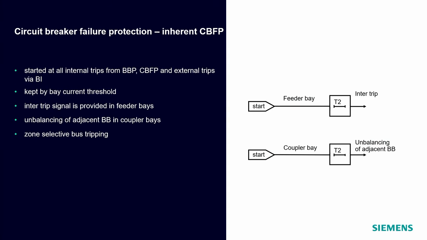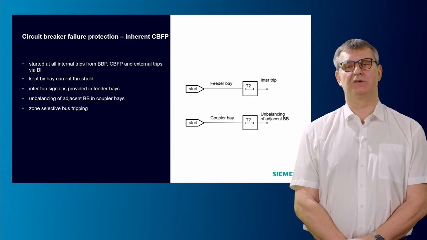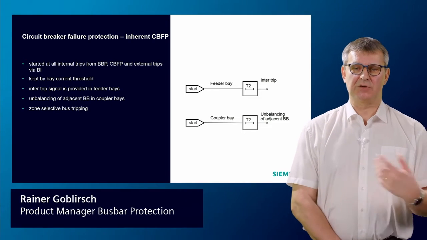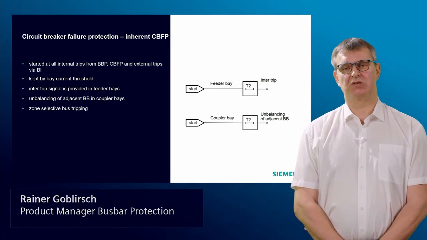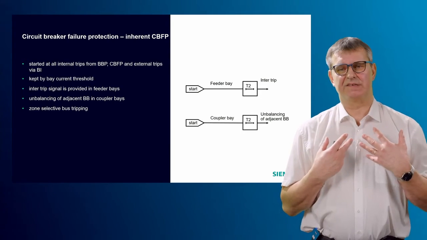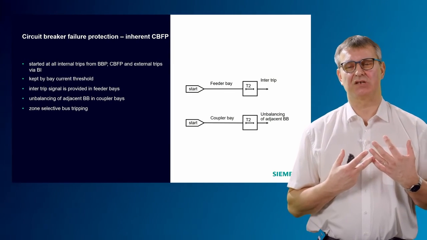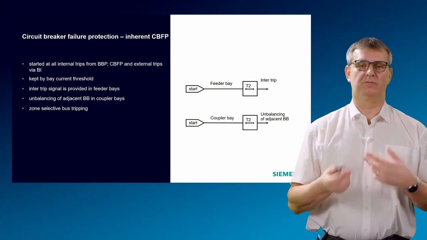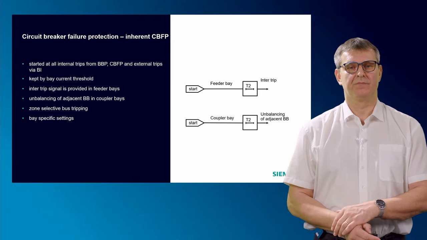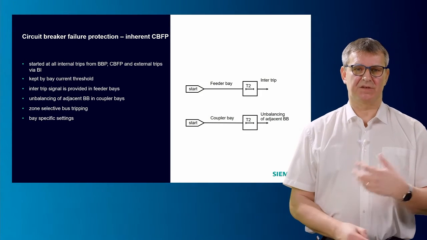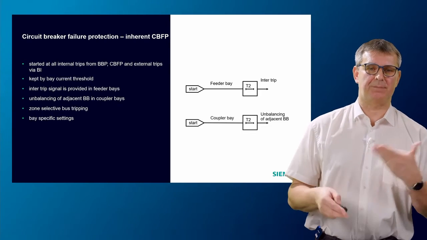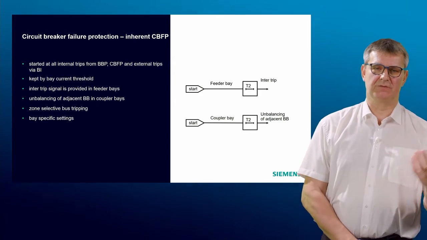There's no setting needed. You have the inherent circuit breaker failure protection in its bay, and it will react according to the configuration in the single line. In the next two sessions, sessions 3 and 4, we will show you how to configure with DIGSI 5 a centralized busbar protection or a distributed busbar protection. And the device will recognize by itself whether the inherent circuit breaker failure protection is in the feeder bay or in a coupler bay, and will react accordingly. Bay-specific settings, of course: the current thresholds have to be adapted depending on in which feeder, in which current it's working.